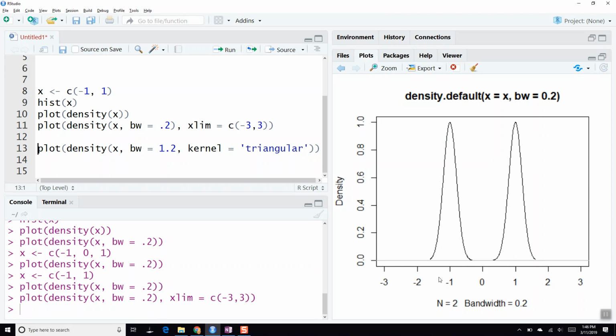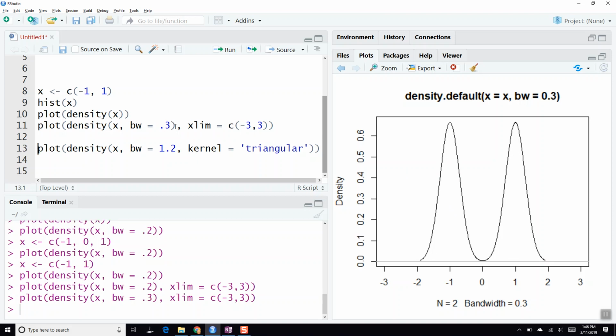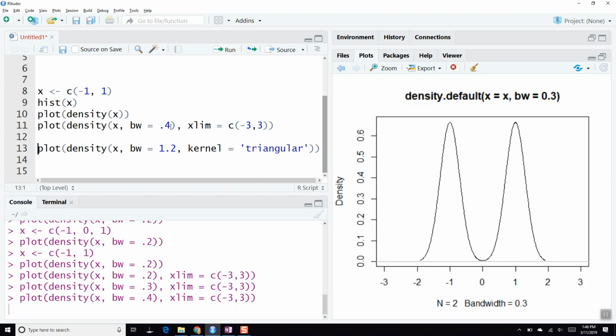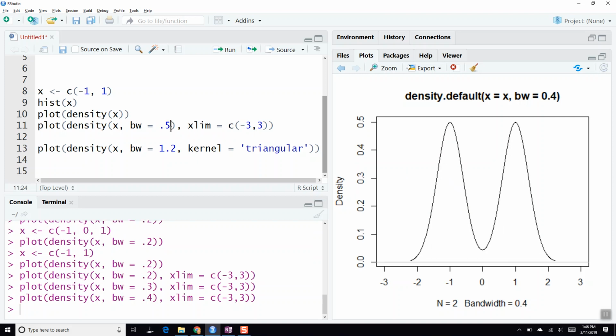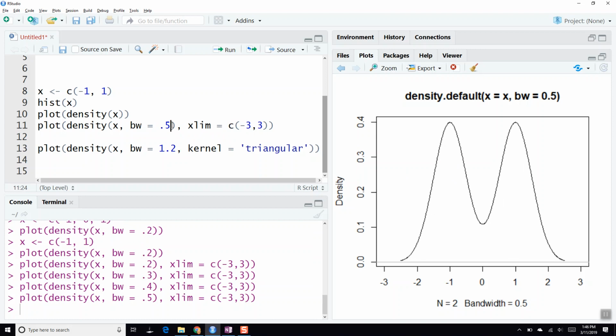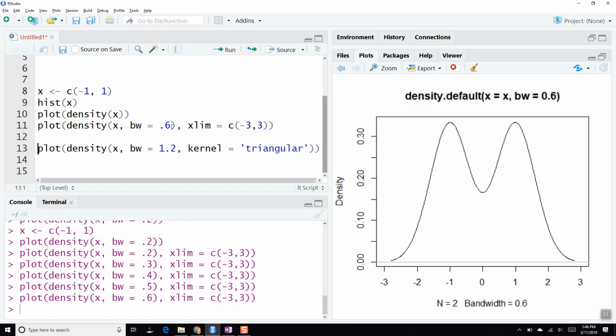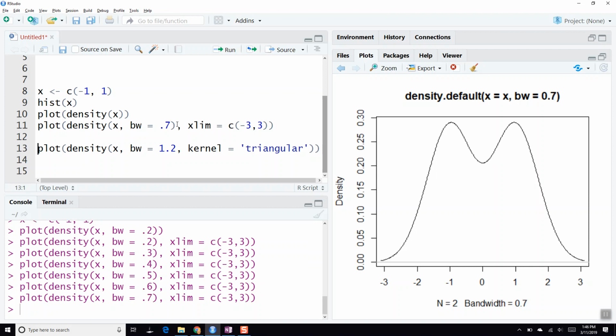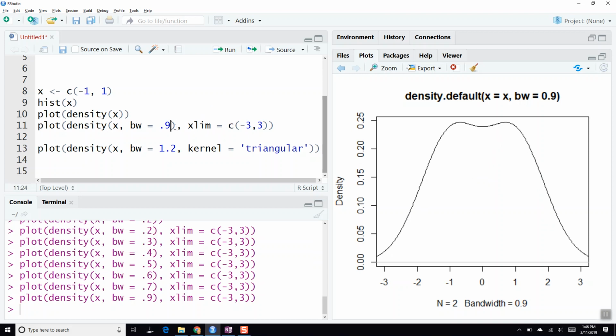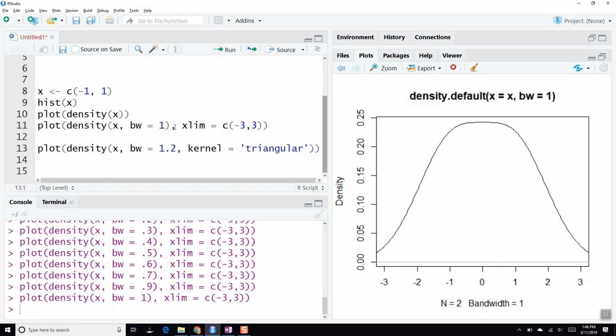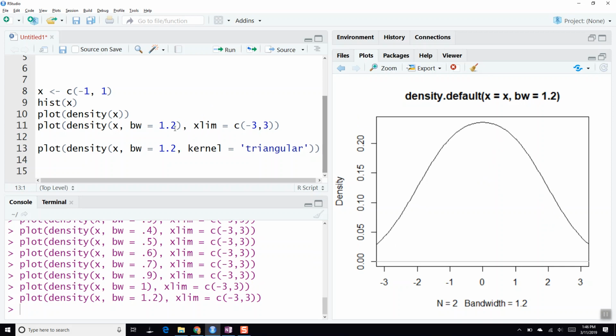Here's our original plot going from -3 to 3, and we have a plot with bandwidth of 0.2, bandwidth of 0.3, bandwidth of 0.4, and you can see where they overlap, you get this shape as the mounds get wider and wider, okay? Until, at about 1, they've merged together, okay? And as I make it wider, they just start to do that, okay?